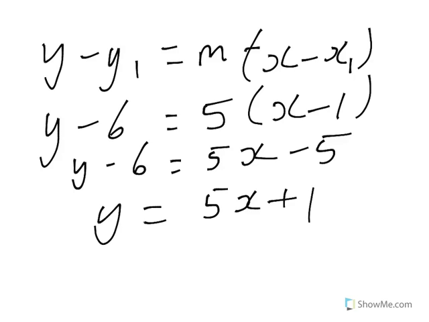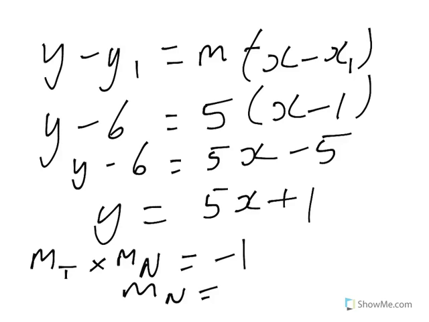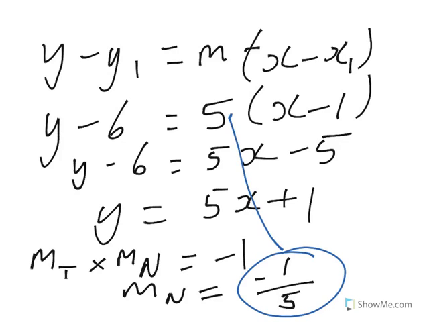So the gradient of the normal, if we wanted that, not that we were asked, don't forget the gradient of the tangent times the gradient of the normal is -1. So the gradient of the normal then would be -1/5, dividing by both sides. And so the only difference between what we would do then, if we wanted the normal, we would put that there instead of this.